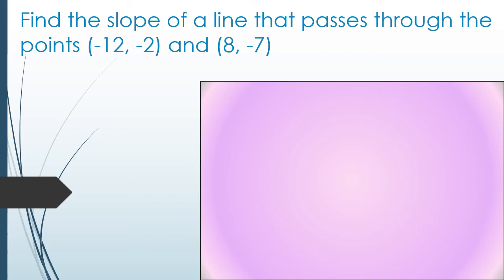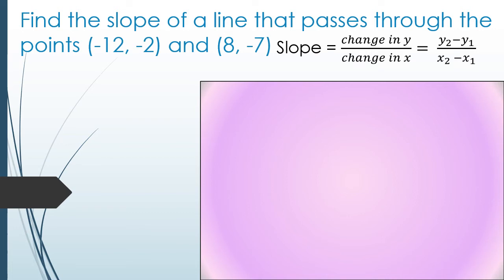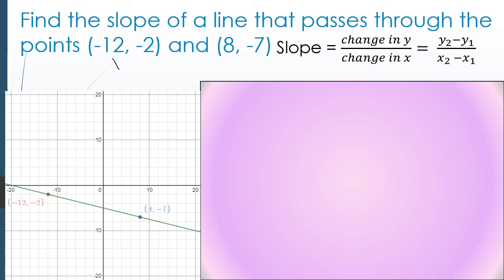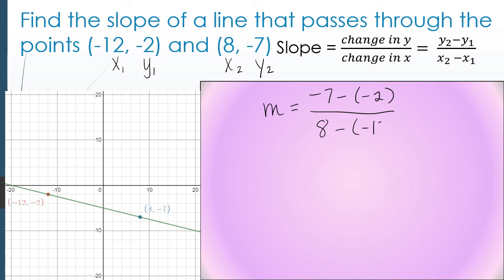To find the slope of a line that passes through -12, -2, and 8, -7, we'll use the same formula that we used before, which is the change in y over the change in x, or y2 minus y1 over x2 minus x1. So remember that this is x1 and this is y1, this is x2, this is y2. So to find the slope, and we use a lowercase m to find the slope, that will be y2 minus y1 over x2 minus x1.